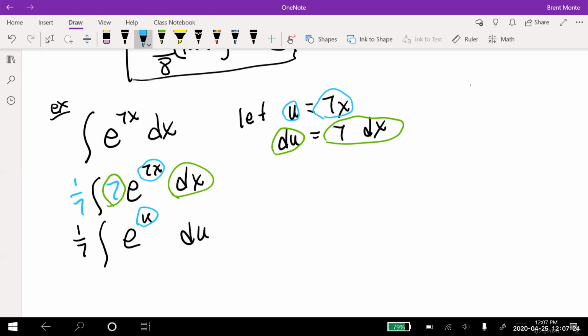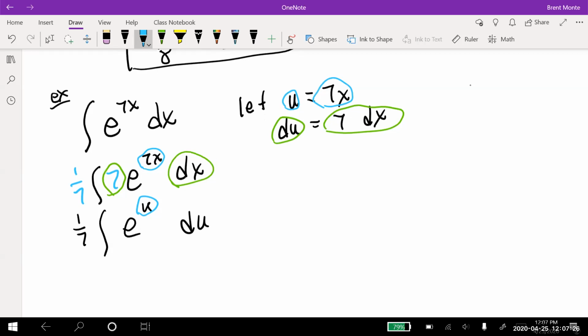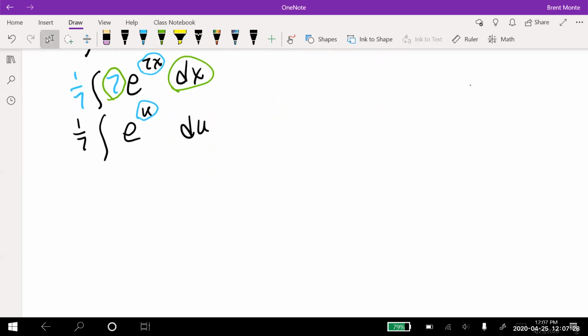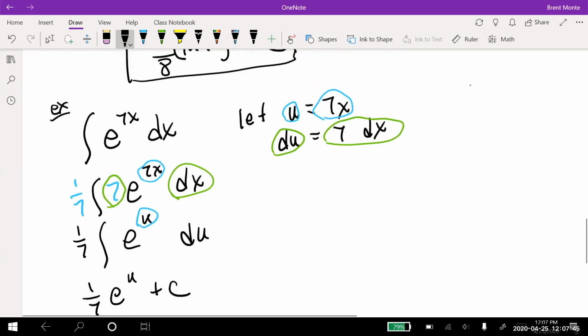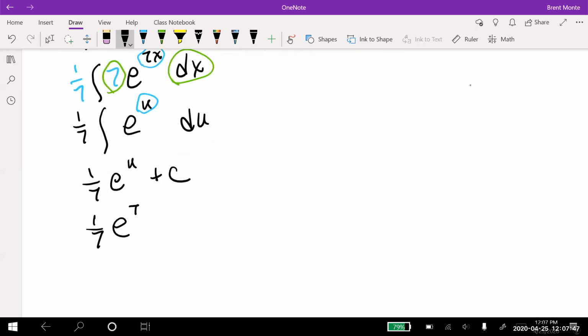And now again, we just integrate. We know the antiderivative of e to the u is just e to the u. So I do 1/7 e to the u plus c, which is 1/7. Now I resubstitute: what did I let u be? 7x. So 1/7 e to the 7x plus c. And I'm done.